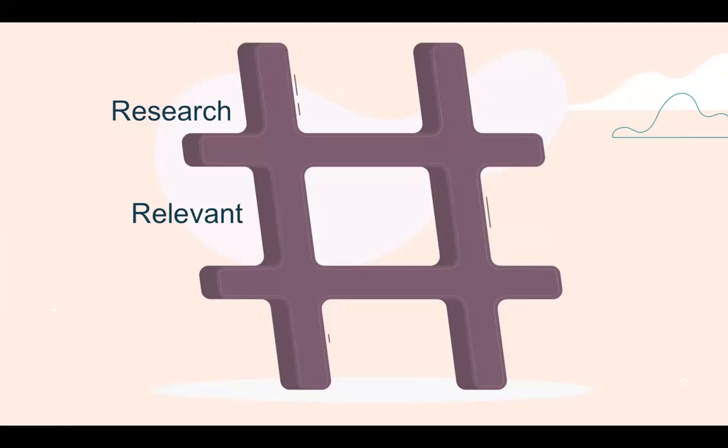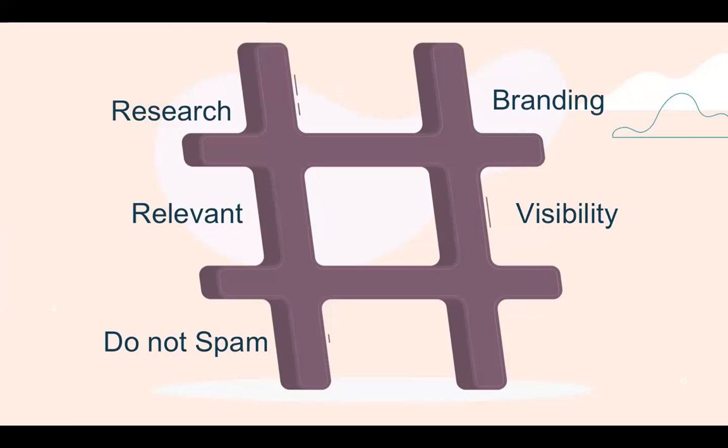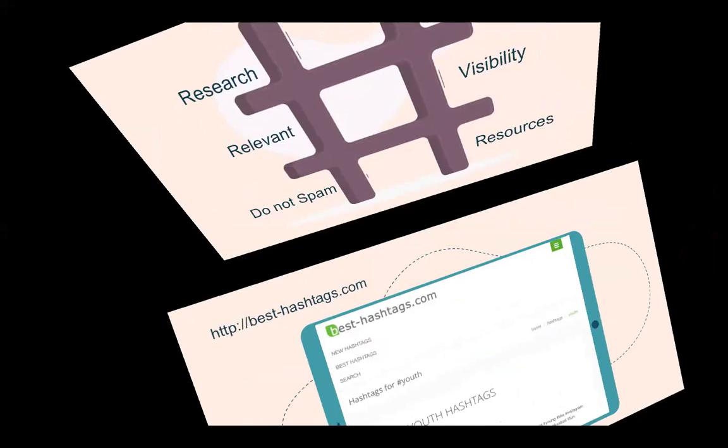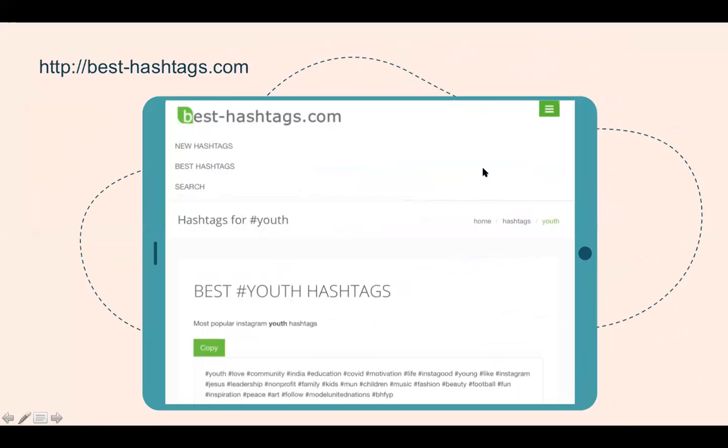Relevant and research go hand in hand right now, and do not spam. The main thing is that we're keeping it for the purpose of branding and visibility. And I actually have two resources that I can share with you guys in relevance to hashtags. There's a website called besthashtags.com. All I've got to do is write the topic you want hashtags in relevance to, and it gives you a list of 30 hashtags for it. So that's super helpful if you want to create hashtags for a certain purpose.